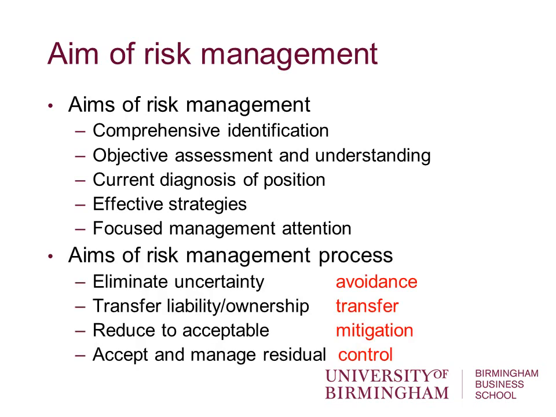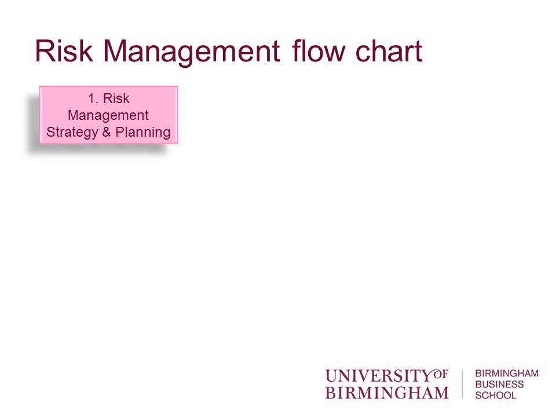The aims of risk management are to eliminate uncertainty, which we call avoidance, to transfer liability and ownership to other organisations who are better able to manage risk, which we call transfer, to reduce what's left to an acceptable level, which is mitigating risk, and then finally to accept and manage whatever's left over after all that, which is controlling the residual risk. Okay, we can think about it as a process, as a flow chart.